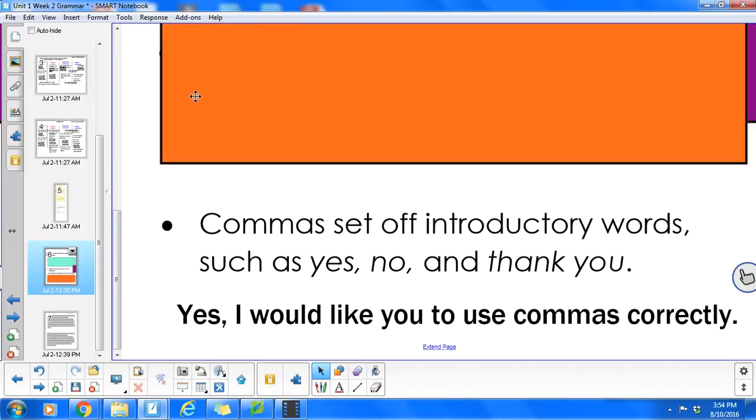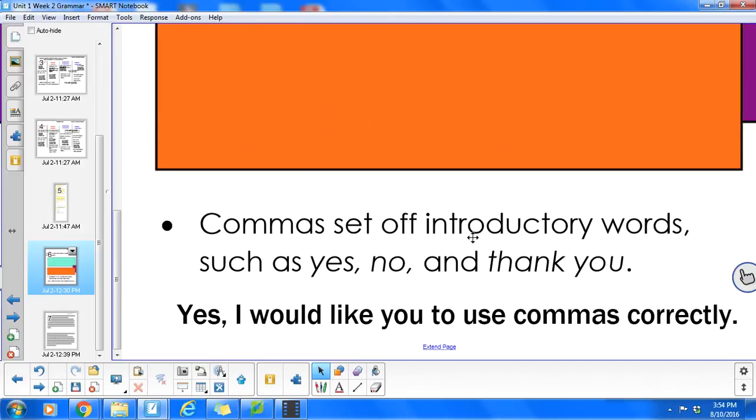One last way. Commas can set off introductory words. Those are things at the beginning of a sentence, like, yes, I would like you to use commas correctly. Or, thank you, I would like some more pizza.